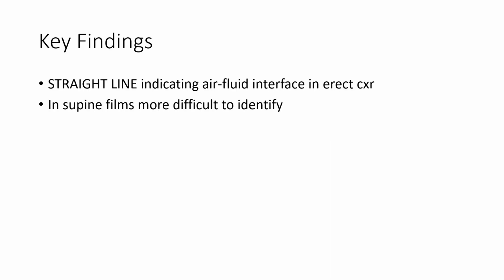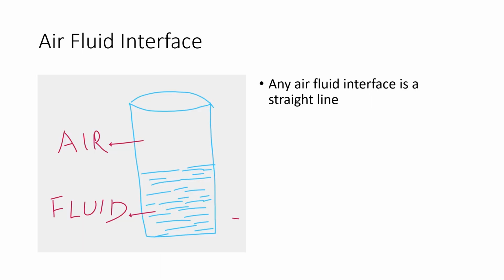Hydropneumothorax. In this session, we are going to learn how we can identify hydropneumothorax in chest X-ray. The key finding in a hydropneumothorax is a straight line. This straight line indicates air-fluid interface. It occurs only in erect films, and in supine films it's kind of difficult to identify. Let's learn about the air-fluid interface.